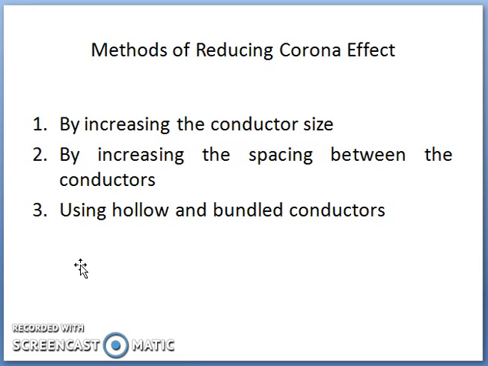First one is by increasing the conductor size. By increasing the size of the conductor, disruptive voltage is increased. Hence, corona effects are reduced. If disruptive voltage, that is VD, is increased, the term V minus VD square will decrease. If it decreases, the power loss also decreases, that is, corona effect gets reduced. Thus, conductors with large cross-sectional area like ACSR, aluminum conductor steel reinforced, which we have discussed, are used so that the effect of the corona can be reduced.